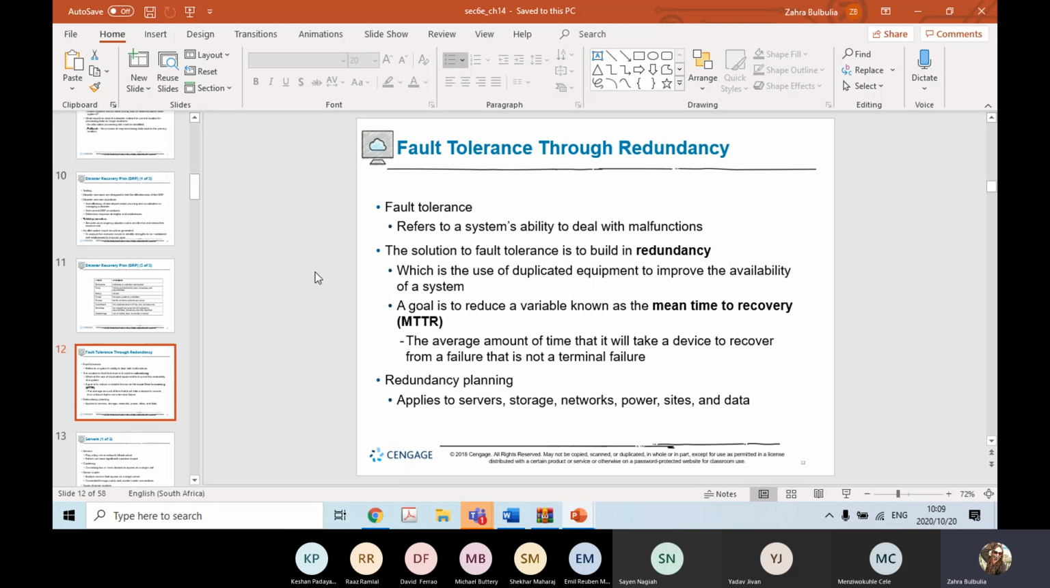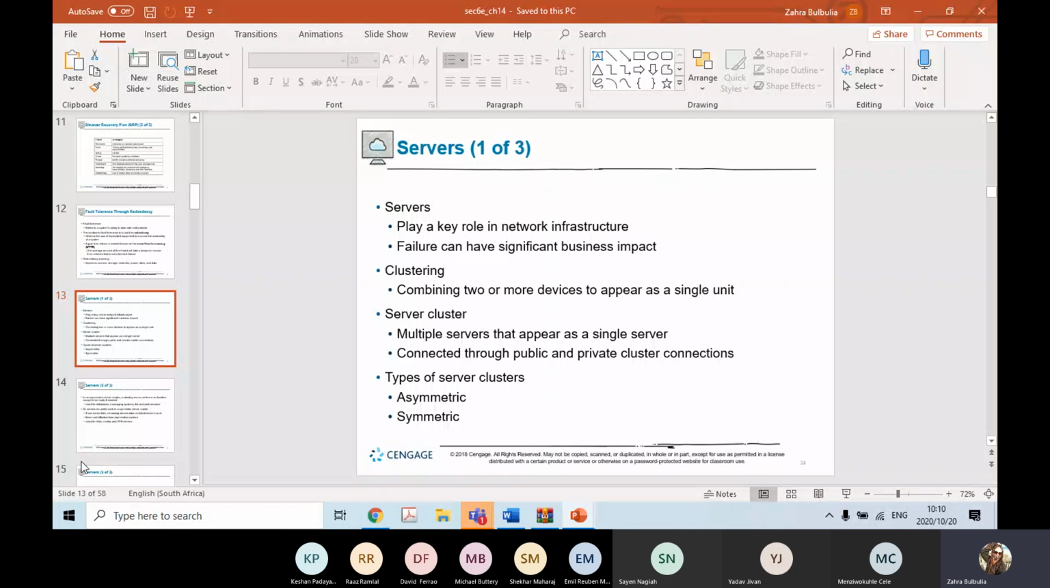So the goal is to reduce a variable known as mean time to recover. This is the average amount of time that it'll take a device to recover from a failure that is not a terminal failure. And redundancy planning applies to servers, storage, networks, power, sites, and data. So of course, we all have servers in our companies. They play a key role in network infrastructure, and failure can have significant business impact.